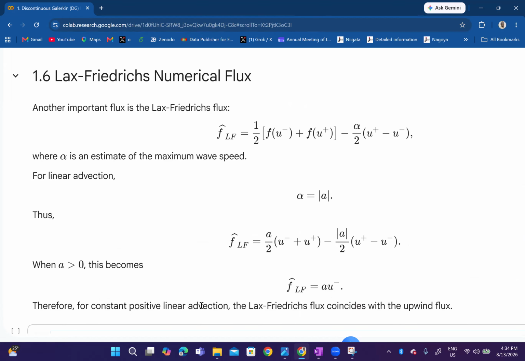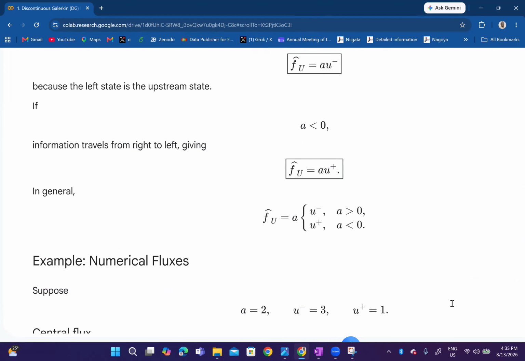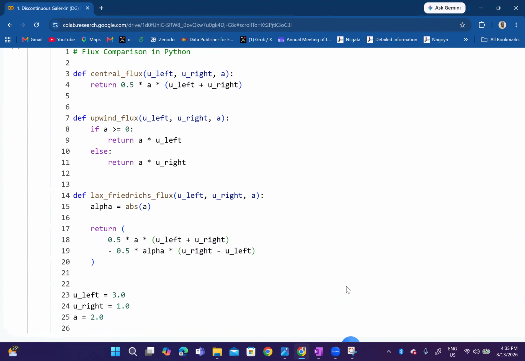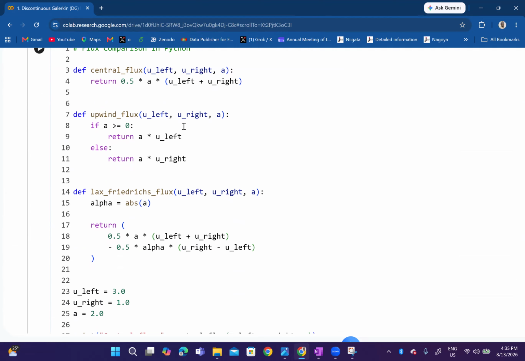So therefore, for consistent positive linear advection, the Lax-Friedrichs flux coincides with the upwind flux. I remember the upwind flux we had before is the same thing as this for a greater than 0, au minus. So we can set up Python code for this flux comparison. You have the central flux with u left, u right, a. You return 0.5 times a times u left plus u right, exactly the same thing we did with the equations. Then for the upwind flux, if a is greater than 0, return a u left.